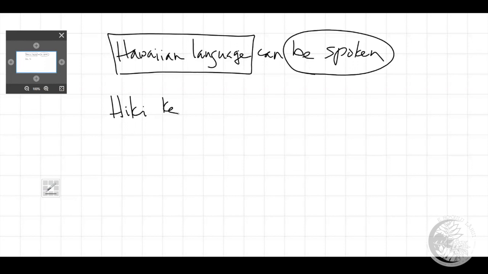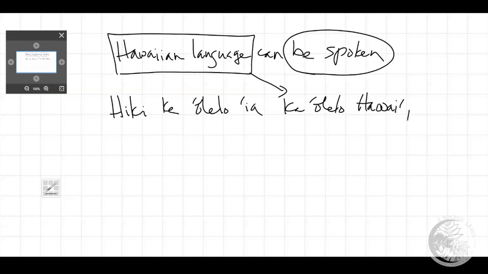Now, the word to speak, ʻōlelo, transforms to the passive voice, of course, you see, to be spoken. It's not saying somebody's speaking, but something can be spoken. And the passive voice for ʻōlelo, of course, is using the word ia. Hiki ke ʻōlelo ia. Now, what can be spoken, in fact, is the Hawaiian language. Ka ʻōlelo Hawaiʻi. So correctly, yeah, hiki ke ʻōlelo ia ka ʻōlelo Hawaiʻi. It is possible, if and when spoken, the Hawaiian language. The Hawaiian language can be spoken.